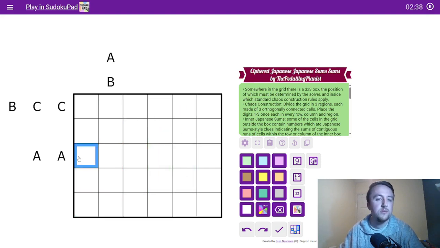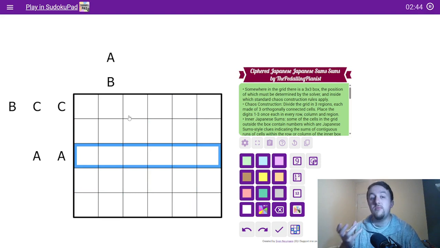The next thing we can do is have a look at this middle row. Now, we cannot make the 3x3 grid that we're looking for high enough or low enough that it avoids this middle row. It must intersect with this middle row. So in this middle row, we are expecting to see the digits 1, 2, and 3 within the Sudoku grid, and also Japanese sums clues outside the Sudoku grid that sum to 1 plus 2 plus 3, because they will be describing basically the sum of the digits 1, 2, and 3 in some kind of arrangement.